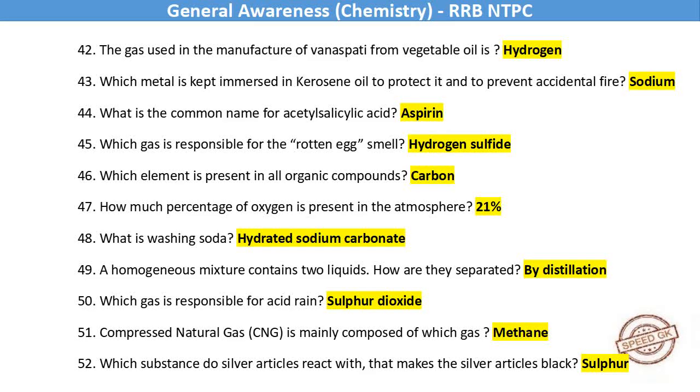Which gas is responsible for acid rain? Sulfur dioxide. Compressed natural gas is mainly composed of which gas? Methane. Which substance do silver articles react with that makes the silver articles black? Sulfur.